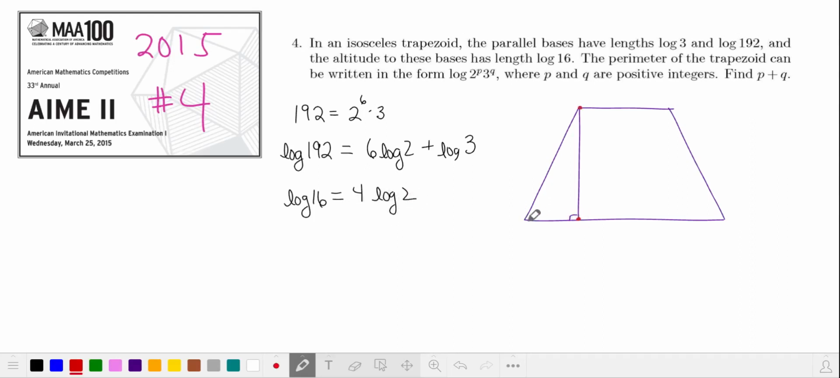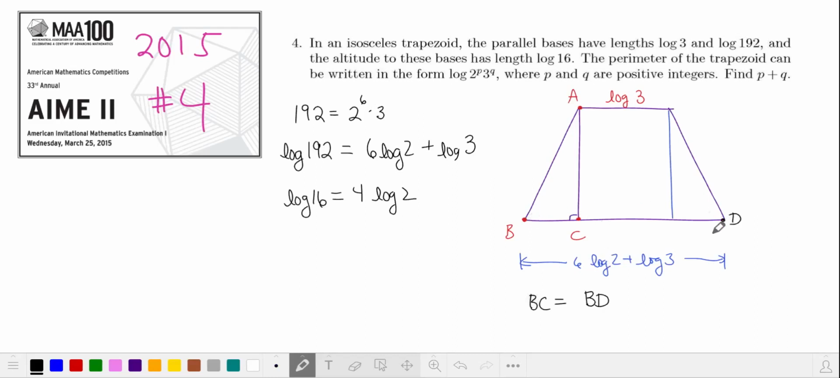Let's label this right triangle over here ABC. One of our bases has length log 3. This base is 6 log 2 plus log 3. With the symmetry of this trapezoid, we can find the length from B to C by taking the length from B to D, subtracting log 3, and then multiplying by a half.